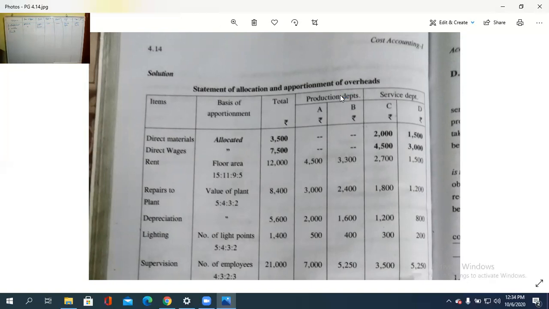Then we are apportioning rent. How much is the rent apportioning? Floor area. Based on the floor area.